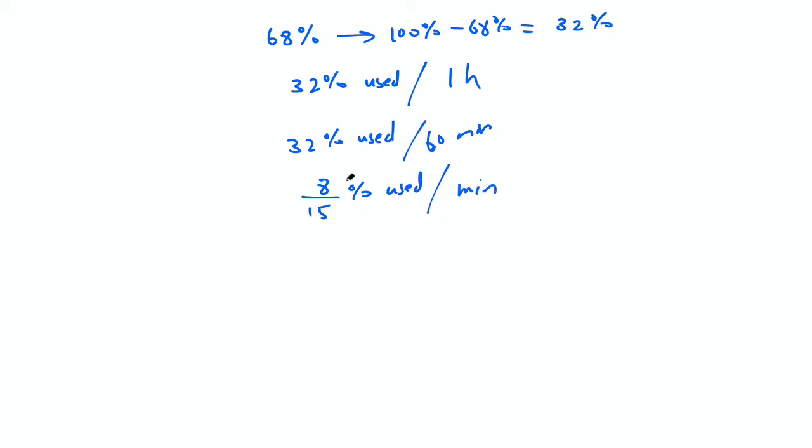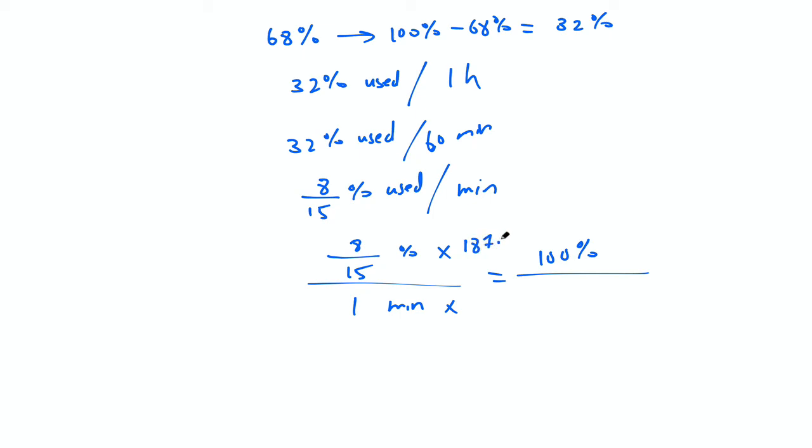So then what do I have to multiply to this 8 over 15% so that we end up getting 100% of the battery used? What we have to do is multiply by 187.5. If we do that, we end up getting 100% of the battery used, and this is after 187.5 minutes.